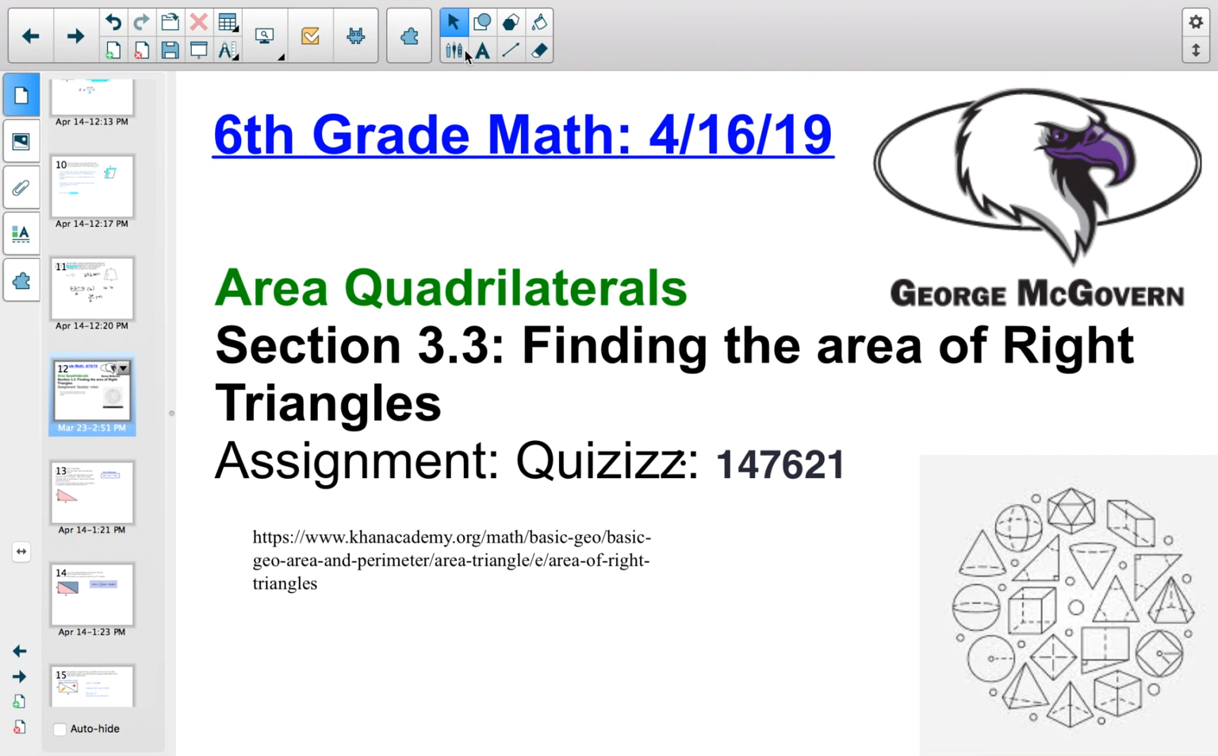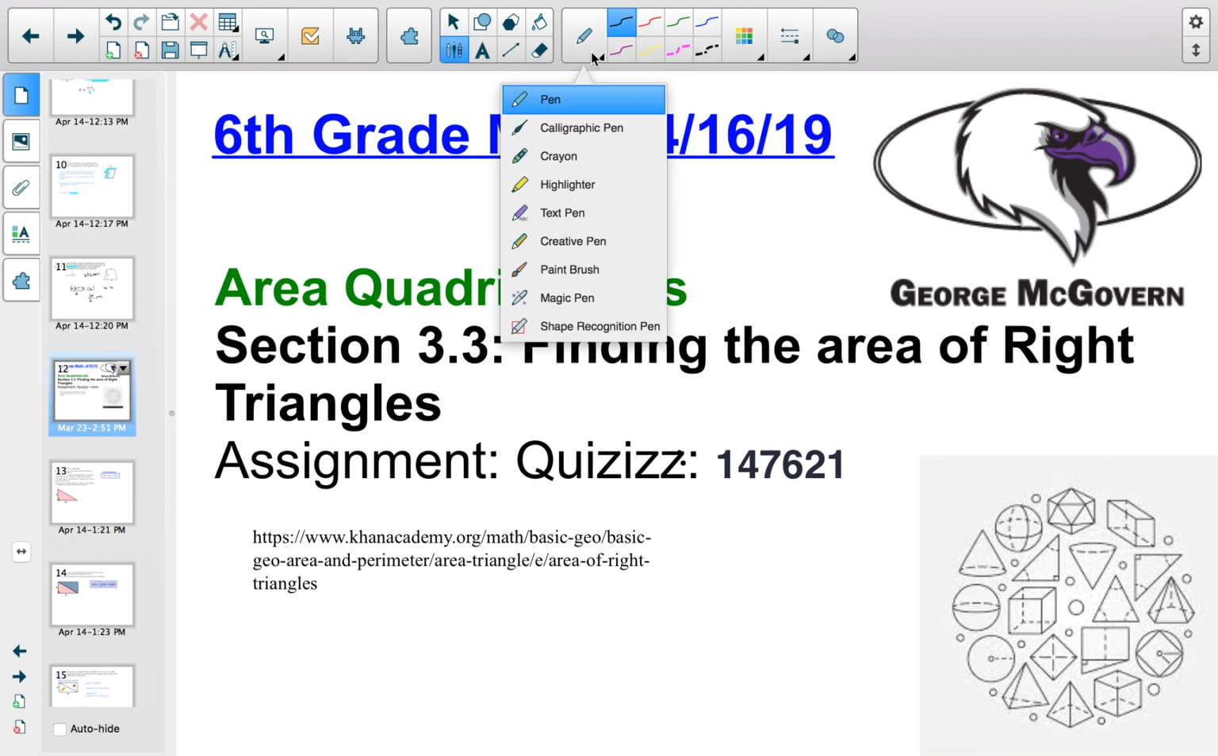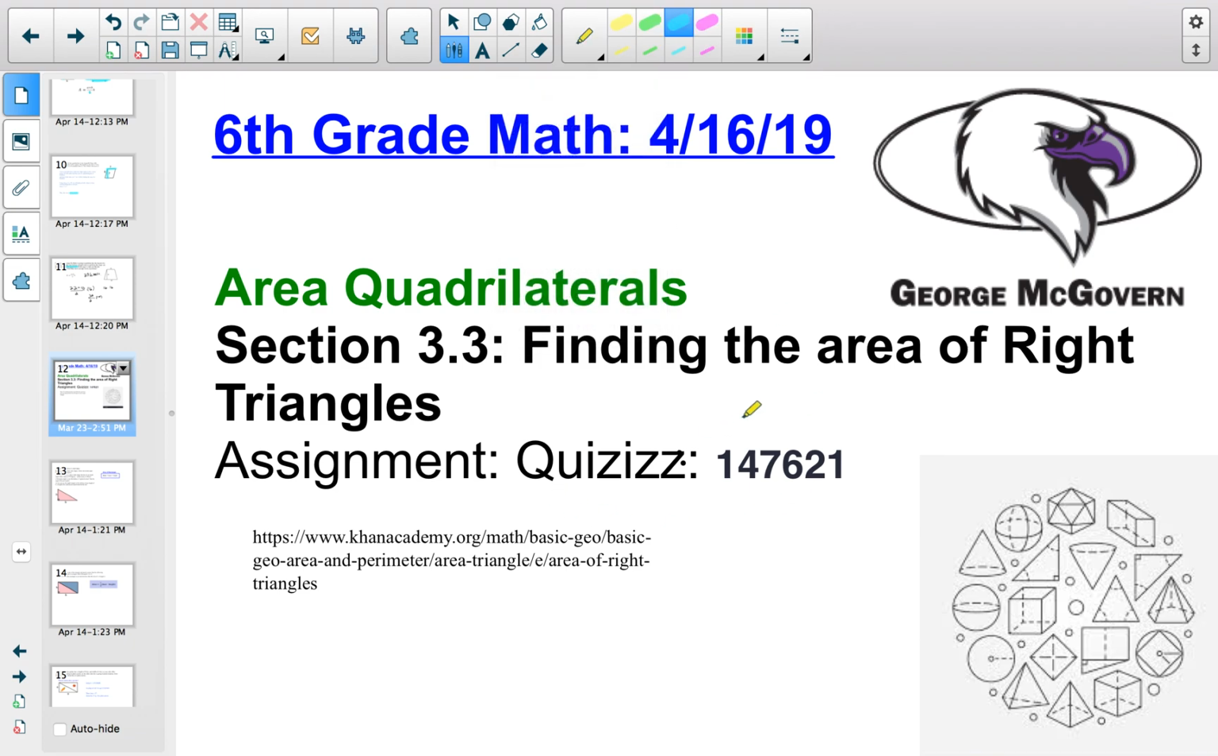Hey guys, Mr. Randall here again. Today's video we are talking about finding the area of a right triangle. And to do that we're going to talk a little bit about the area of a quadrilateral again.